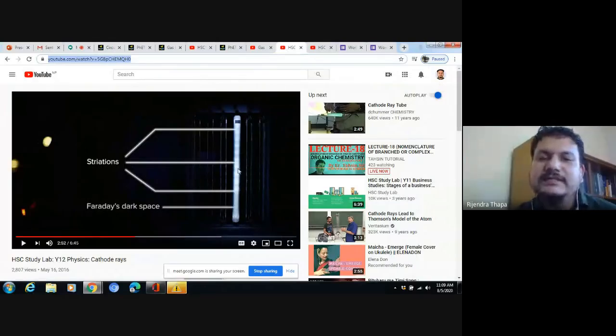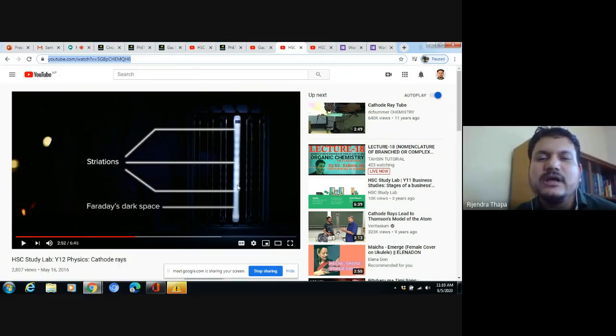Now what you find is that the positive column has been divided into alternate dark and bright bands. This one is a glow, and again there is dark. Again this one is a glow, that is a bright region, and again there is dark. Why do we see the alternate bright and dark bands? Because the electron that is being accelerated will have sufficient energy in the bright region to excite the atom to a higher state, but in the dark region it will lose energy and cannot excite, so it's dark. Again it accelerates for a certain duration, gets sufficient energy to excite the gas molecules to a higher excited state. That's why it's bright, and again it loses energy here.